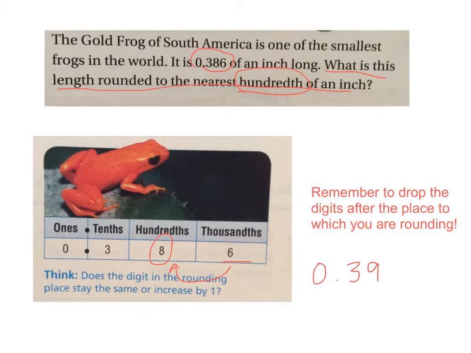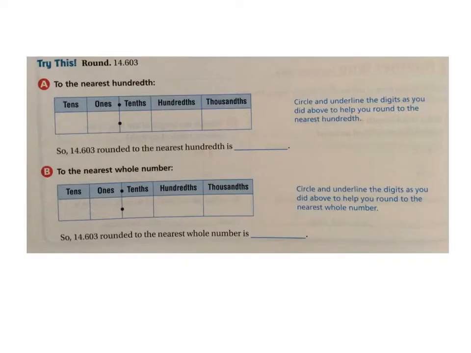It's important to remember to drop the digits after the place to which you are rounding. The thousandths come after the hundredths. So since we're rounding to the hundredths, do we need to worry about any thousandths in our answer? No. Nope, we can just drop them. Okay, very good. Let's try these two practice problems then.